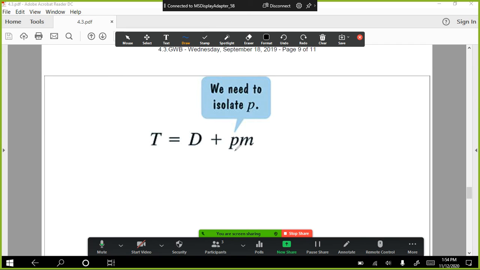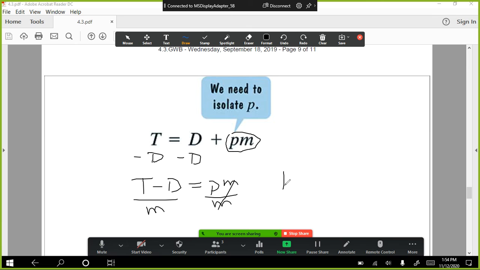So what I need to do is get P by itself. The first thing is I need to get this term by itself. So I'm just going to subtract D from both sides. And then over here, you just write down T minus D. There's nothing we can do. You're basically going to write down all the steps you're taking to get it by itself. And that equals PM. And then if I'm trying to get P by itself, it's been multiplied by M. The opposite of multiplying is dividing by M. And notice I get P equals T minus D over M. That's all we're doing. I had to subtract D and then divide by M. And that's what happened on the other side. Okay? Let's see if we have another example.